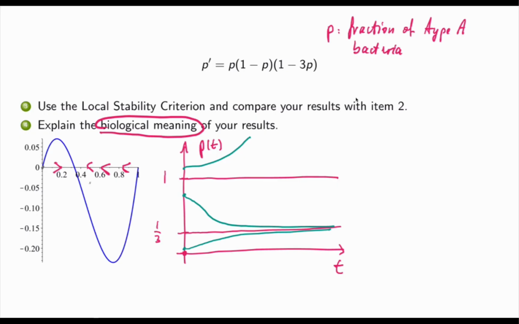So this one here is unstable, and you see that the solutions go away. This one is stable, and solutions converge to 1/3. So meaning, in our solution experiment, if we wait a very long time, we will be in the stable state. So what we will see experimentally is 1/3 type A and 2/3 type B bacteria.